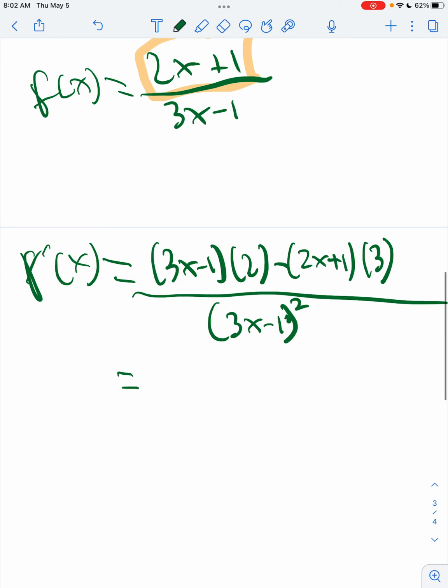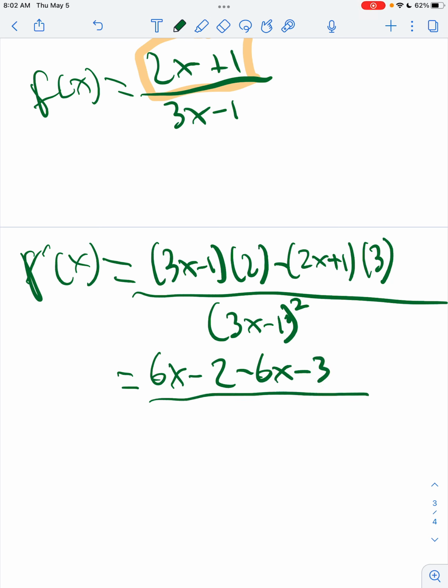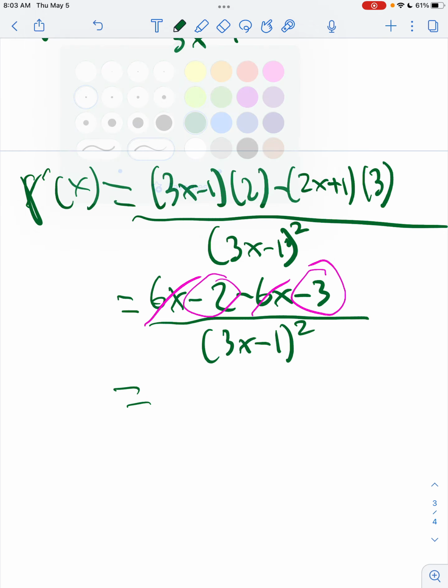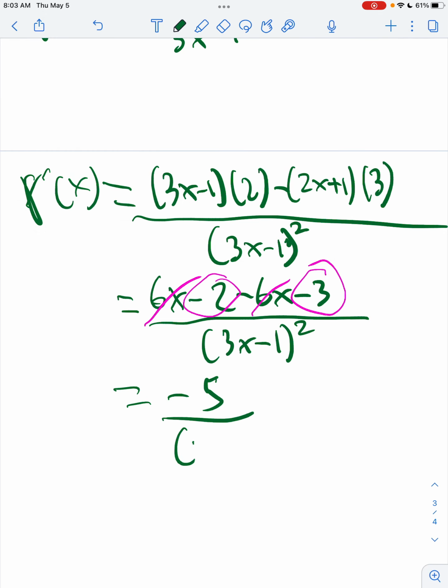So we can just start multiplying: 6x minus 2 minus 6x minus 3. You could try to factor this out and see if anything else will cancel out. It's not going to in this case. We've got some like terms: negative 2 minus 3, negative 5 over 3x minus 1 squared.